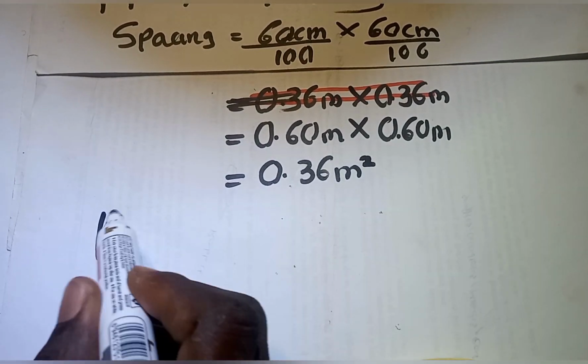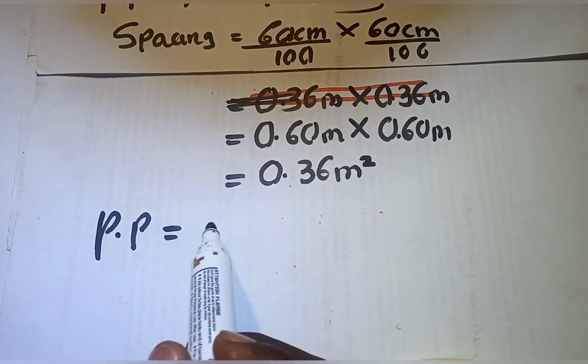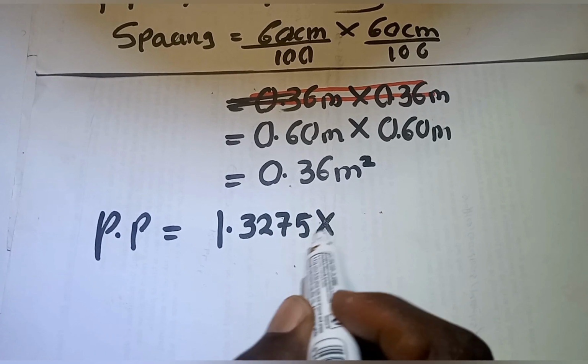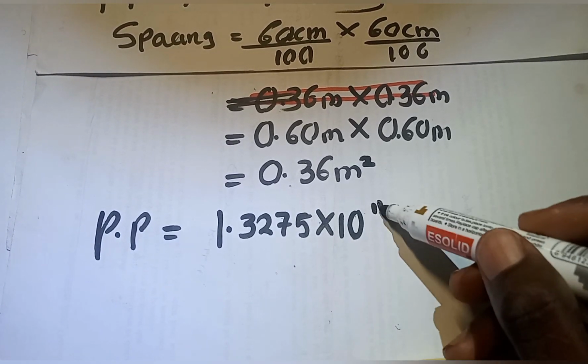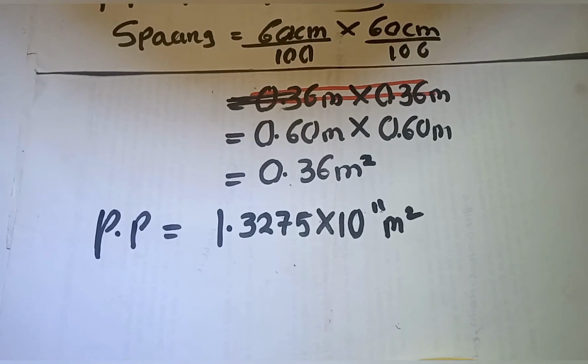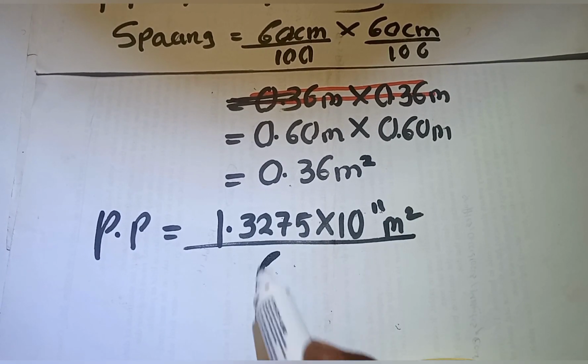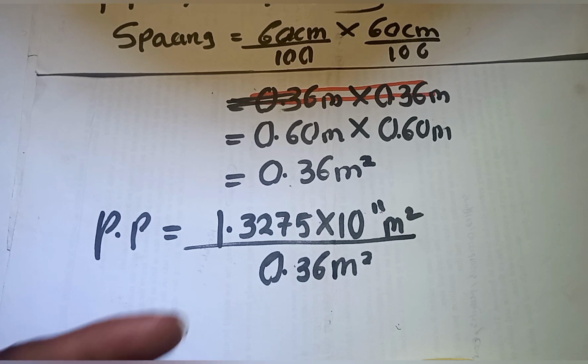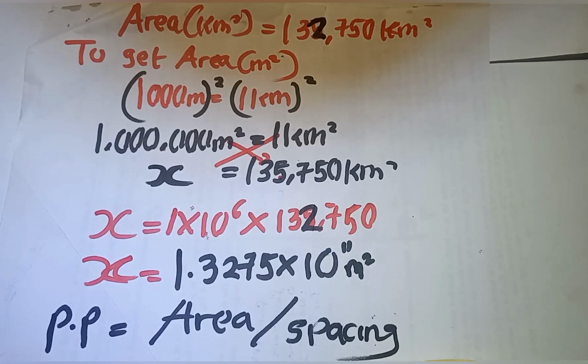So I can proceed that the plant population is equal to the area, don't forget, 1.3275 times 10 raised to the power of 11 meter square, all over 0.36 meter square. However, you might be wondering why I write this in standard form. If you want to change it from standard form to a normal number, it will consume a lot of space. That's why I change it to index form, standard form.